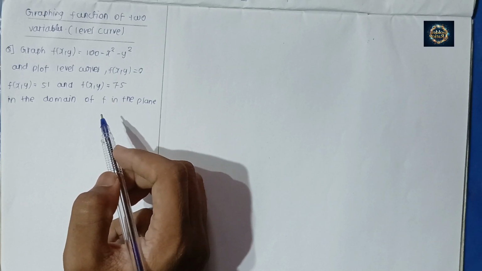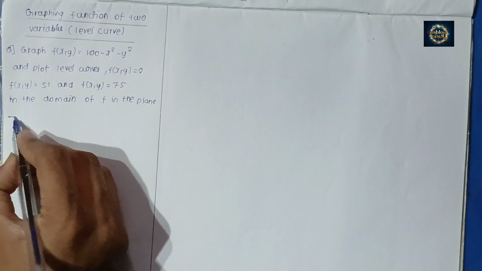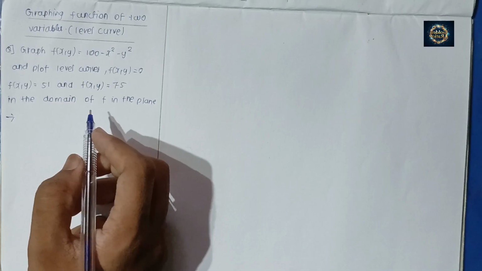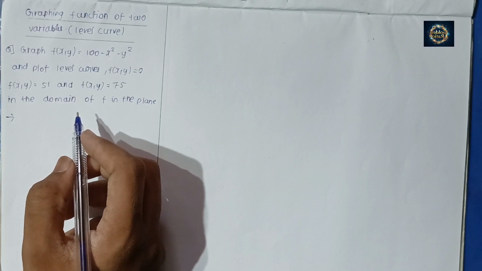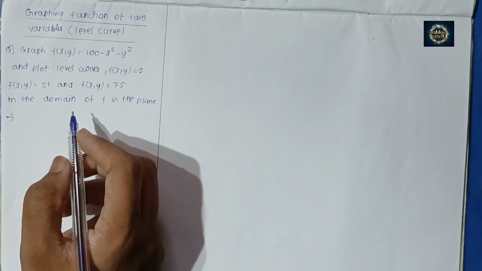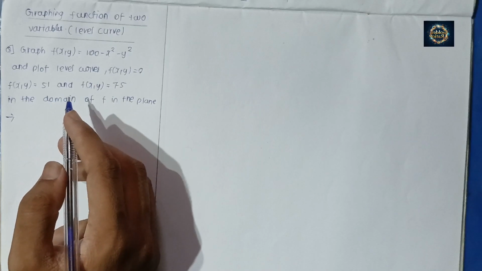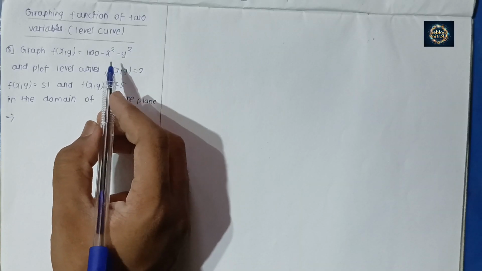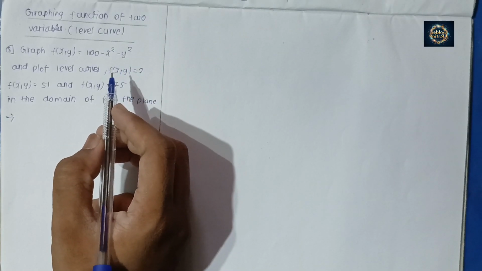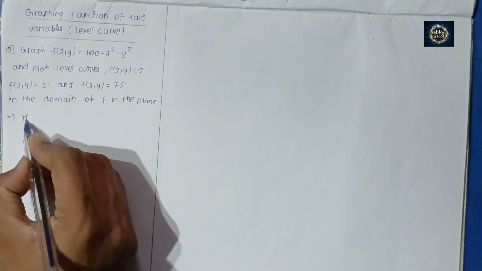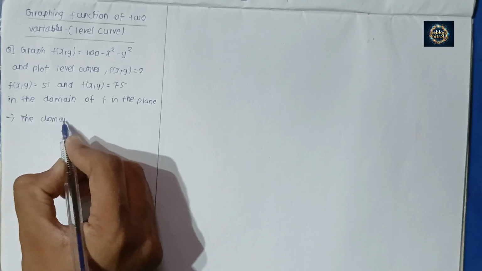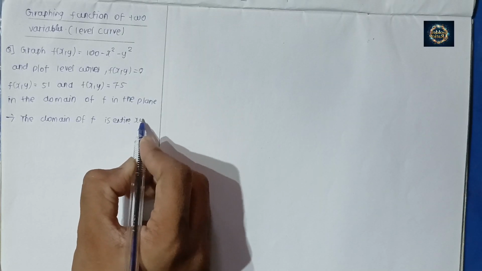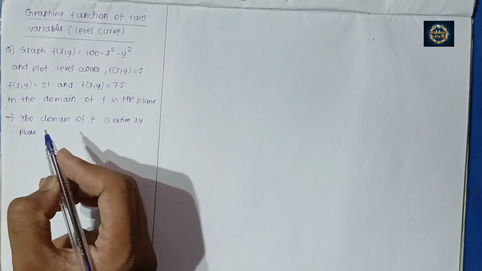Generally we can plot that. So let us start with the solution. They have said the plotting should be in the domain of f only. So we have studied domain and range, so we can simply write one or two lines. So what is the domain and range of this function? Here there is no square root, log, or anything, so x and y can accept any value. So the domain of f is the entire xy plane. So x and y can take any values.